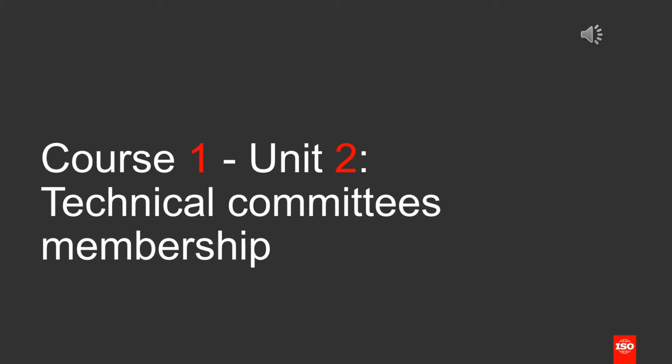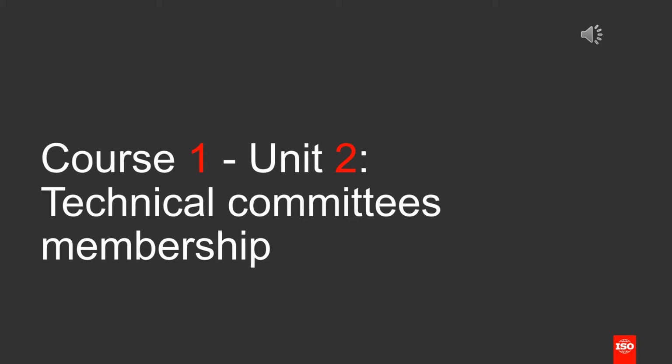In Unit 1, we talked about memberships to ISO the organization. I had shown a map on the slides where you saw the three different categories of ISO members. We had the full members, the corresponding members, and the subscribing members. Now we're talking about membership once again, but at the technical committee level.